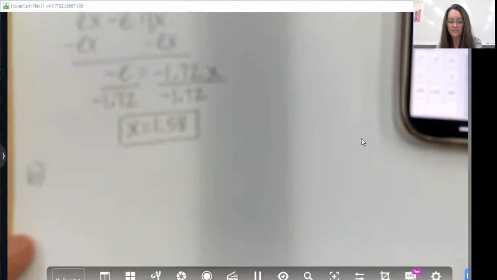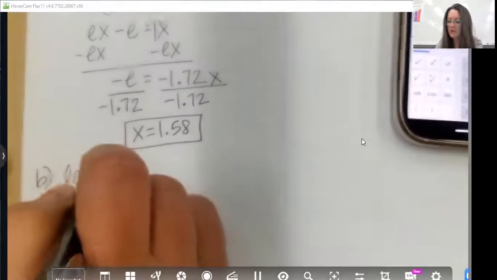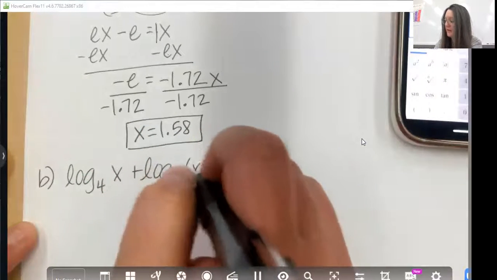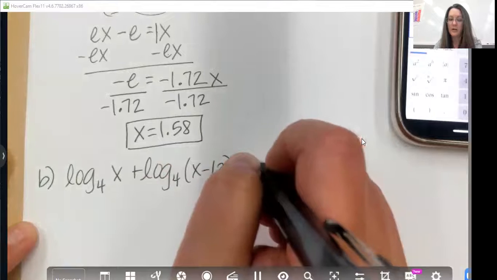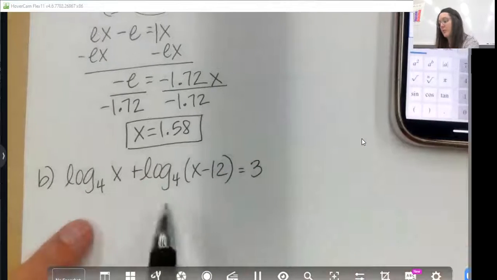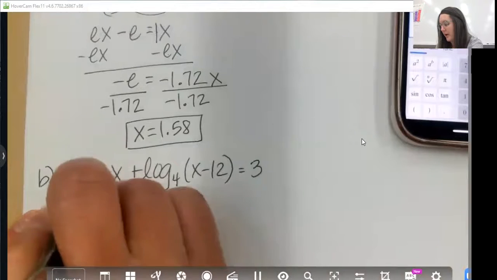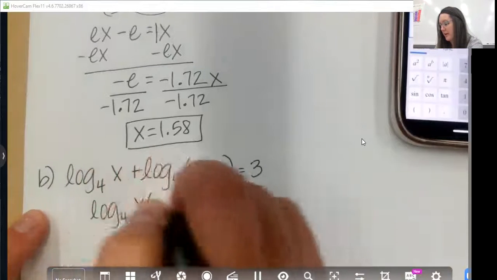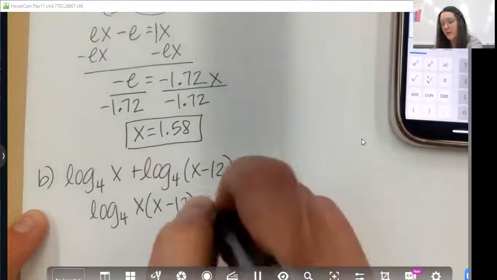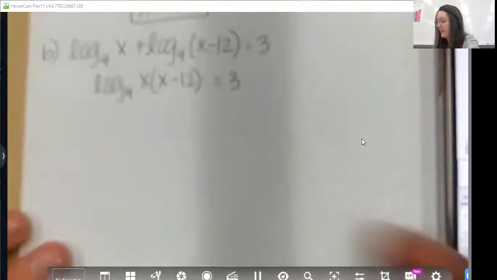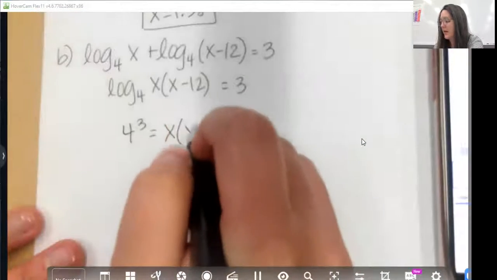All right, here's letter B, or second you-try question. This says log base 4 of x plus log base 4 of x minus 12 equals 3. So first we want to condense, right? I know that if I'm adding, I'm multiplying. So I have log base 4 of x times x minus 12 equals 3. Now I want to write it as an exponent. So I'm going to say 4 to the 3rd power equals x times x minus 12.